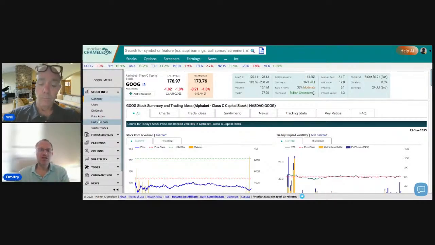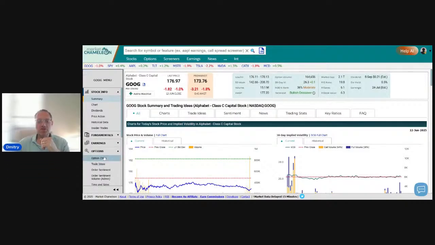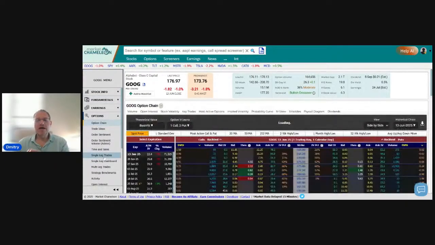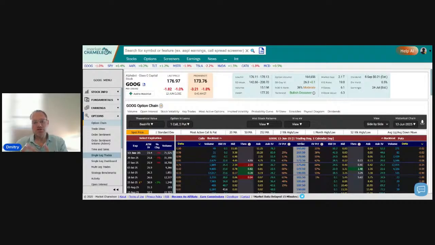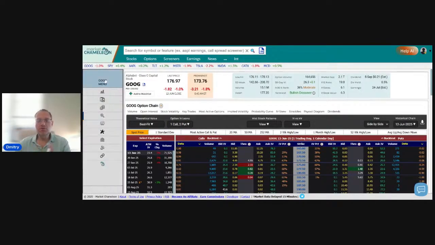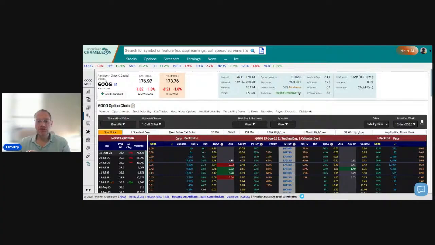So on the left-hand side, we have this menu. Go to options, option chain, click on that, and now we're on Google's option chain. I'm going to click on this menu to minimize it and expand our screen.